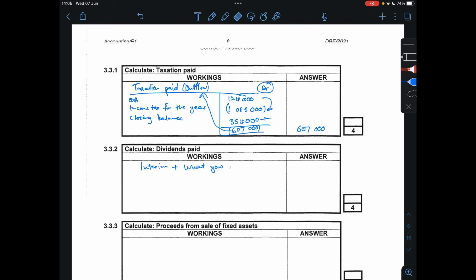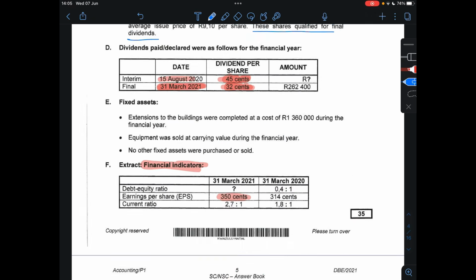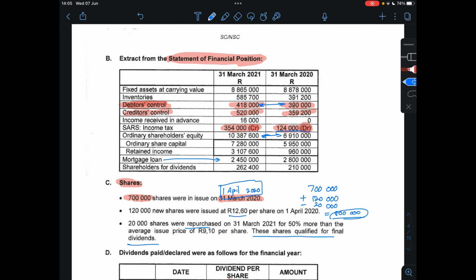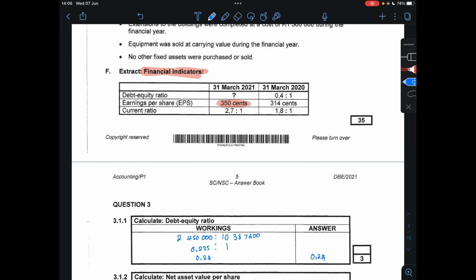Okay, sorry, my English is running away. You owed the previous year, which is your dividend, your ordinary, what's it called? It's shareholders for dividends. Yes, it's shareholders for dividends. All right.